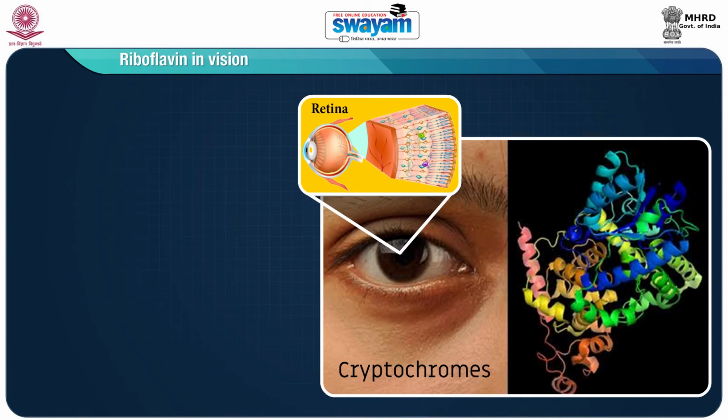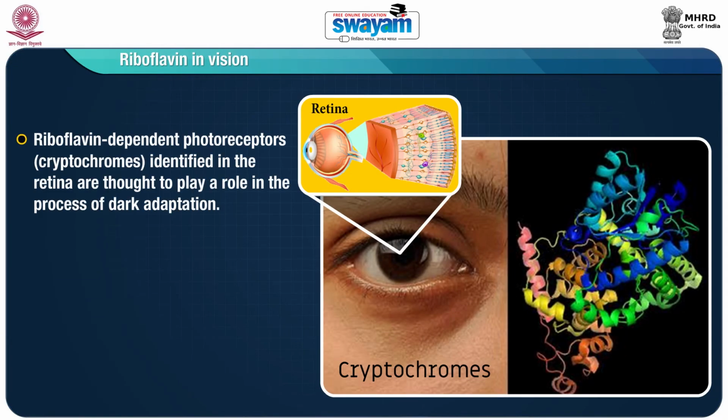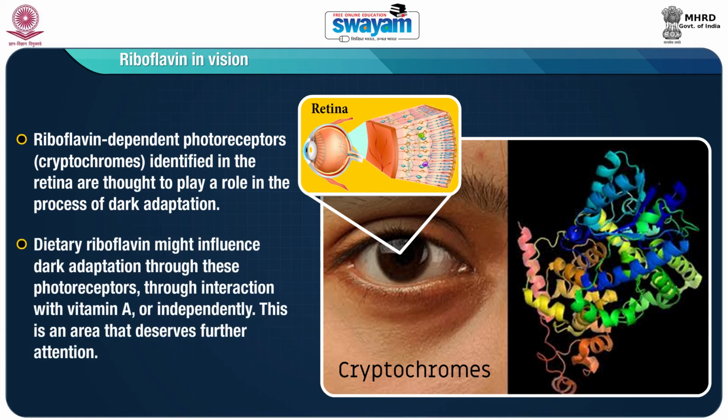Now, role of riboflavin in vision. Riboflavin dependent photoreceptors, that is cryptochromes, identified in the retina are thought to play a role in the process of dark adaptation. Dietary riboflavin might influence dark adaptation through these photoreceptors, through interaction with vitamin A or independently. This is an area that deserves further attention.